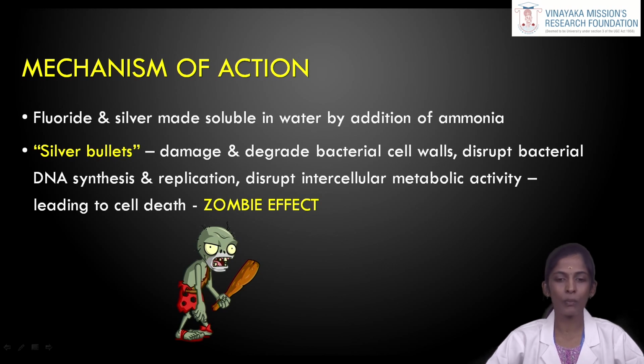Next, moving on to the mechanism of action. Fluoride and silver, which are present in silver diamine fluoride, are made soluble in water by the addition of ammonia. The silver damages and degrades the bacterial cell wall, disrupts the bacterial DNA synthesis and replication, and disrupts the intracellular metabolic activity, leading to cell death. This process of destroying the microorganism is commonly called the zombie effect.